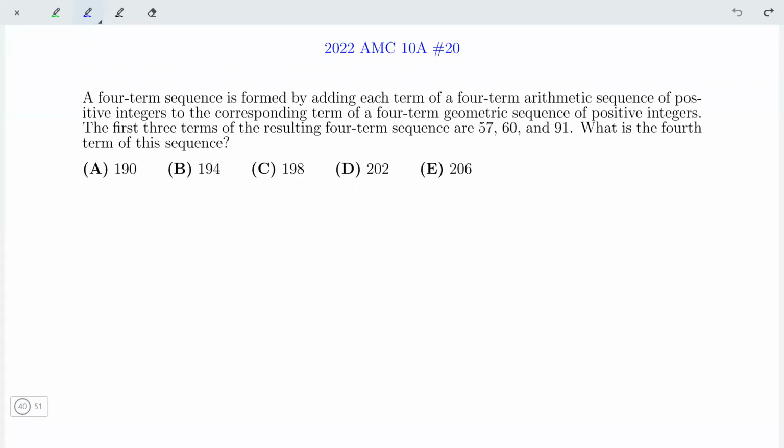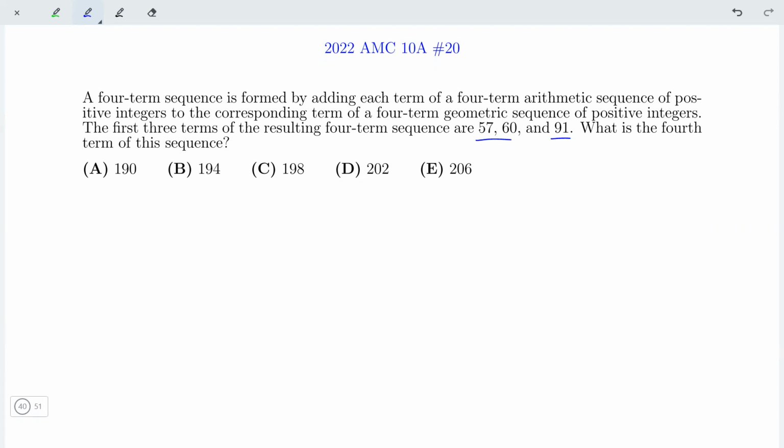A four-term sequence is formed by adding each term of a four-term arithmetic sequence of positive integers to the corresponding term of a four-term geometric sequence of positive integers. The first three terms of the resulting four-term sequence are 57, 60, and 91. What is the fourth term of this sequence?